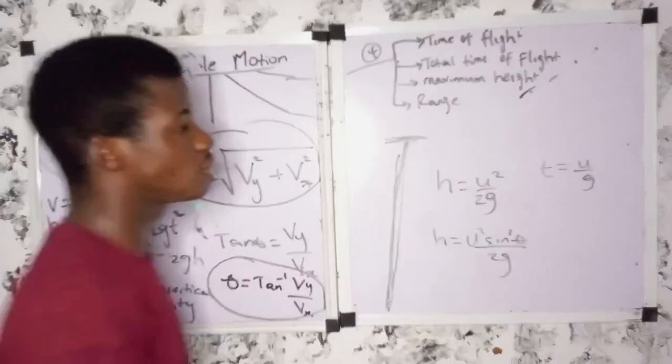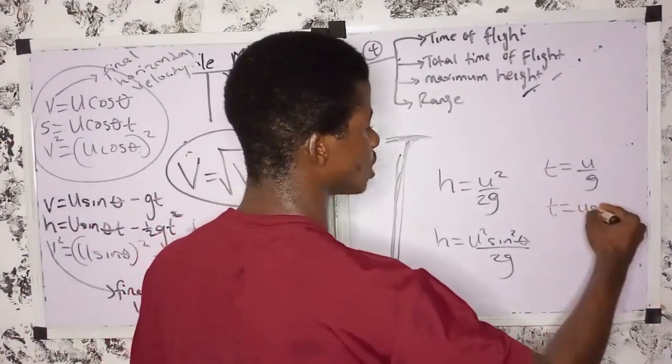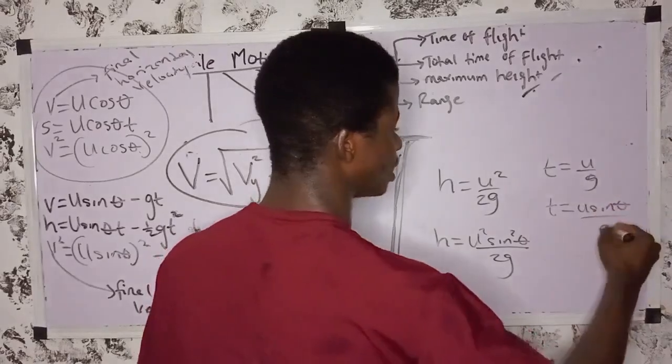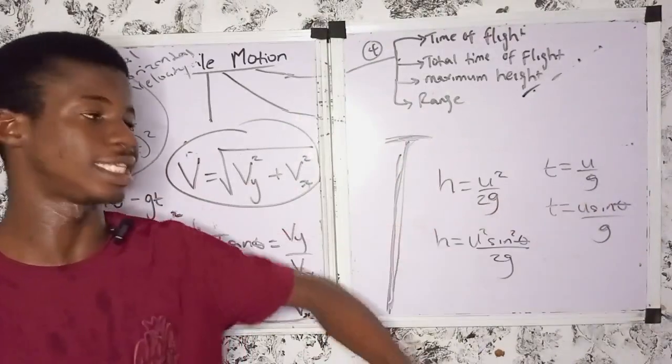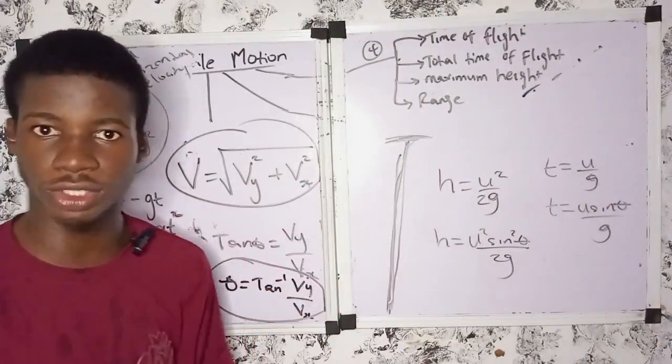Now when it involves an angle, it will be t equals u sin theta over g. So this is for when they give the question and didn't add an angle in the question.